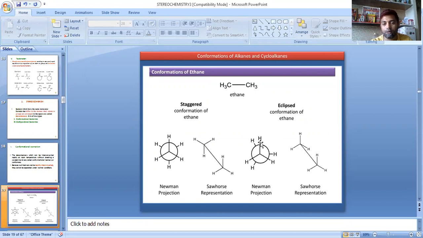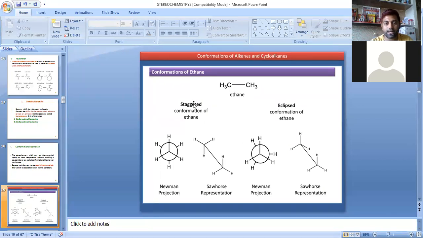Robin, did you understand? Yes, sir. In the eclipsed conformation, the dihedral angle is 0. Understood? And in the case of the staggered conformation, the dihedral angle is 60 degrees. Okay, sir.